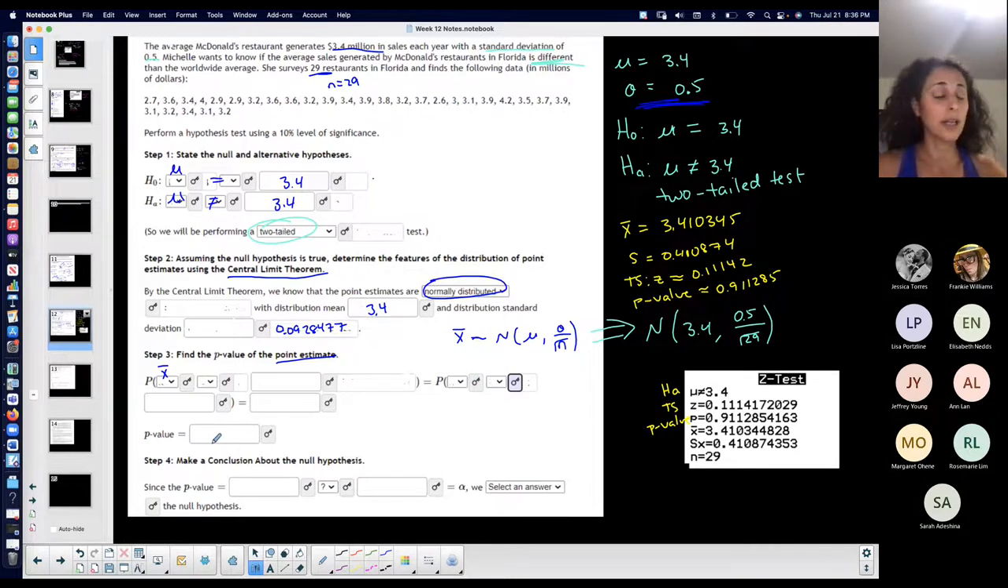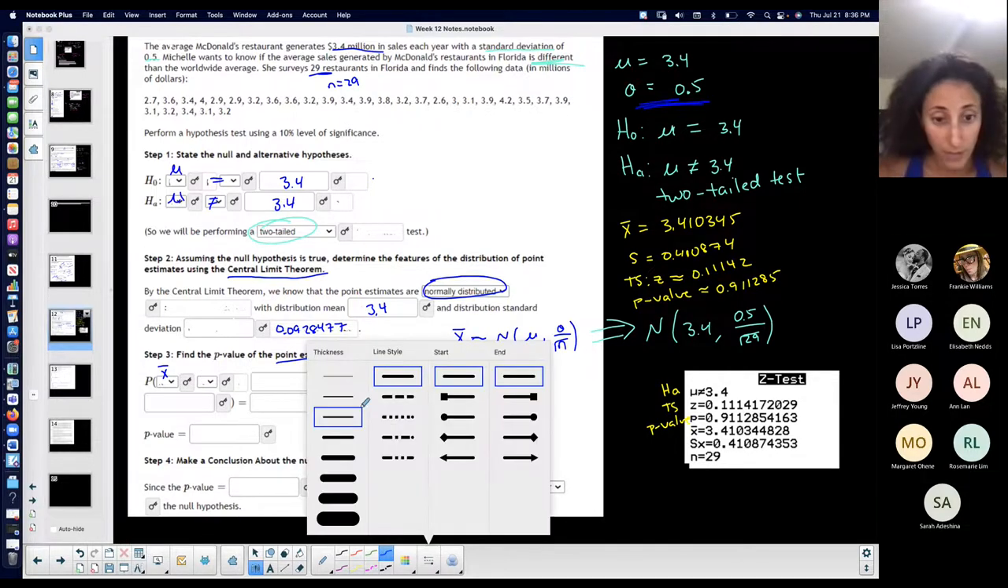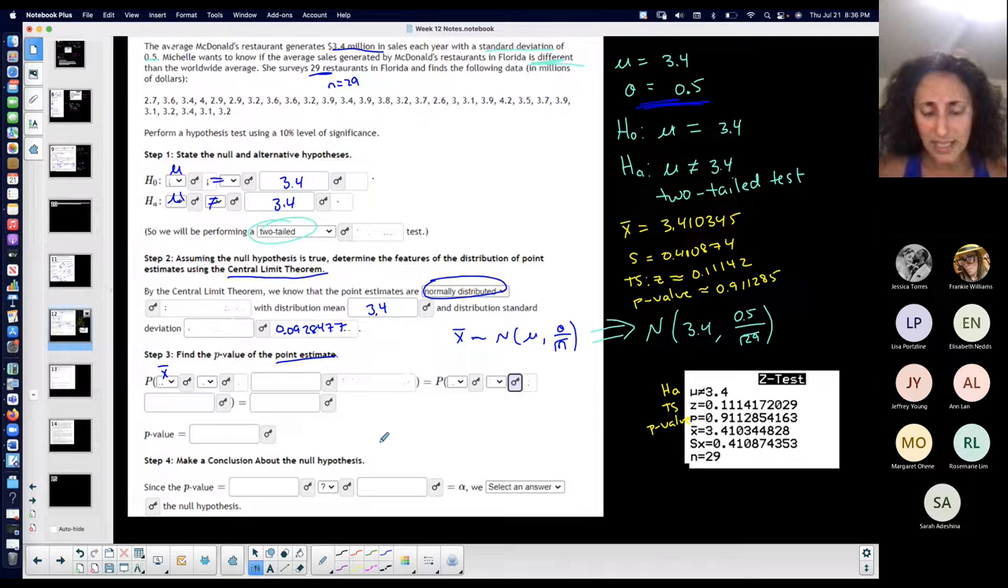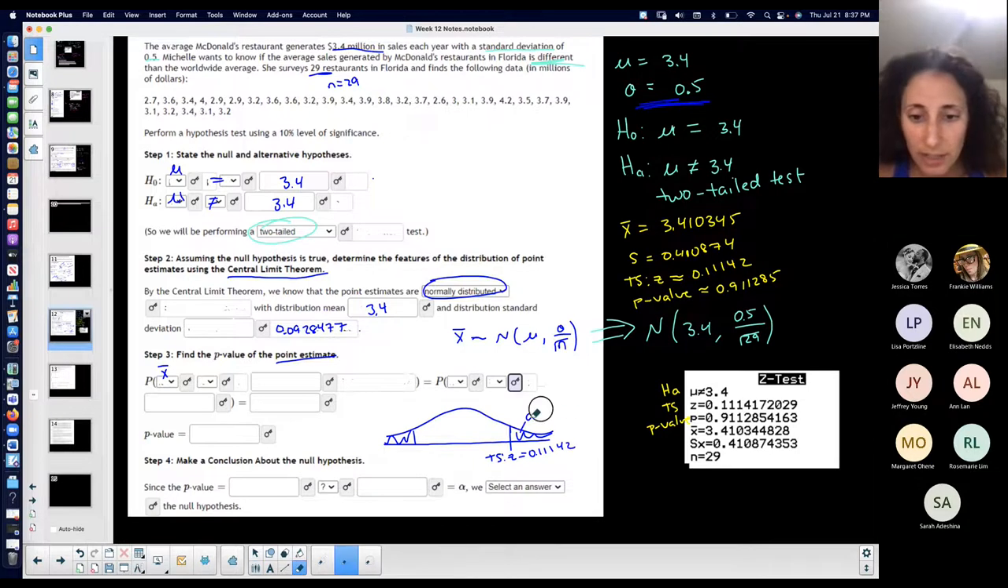So now I have to determine what the drop downs here are. The drop down here is like greater than or equal to or less than or equal to. Now, being that my test statistic is in the right tail, and technically it's a two-tail test, I'll draw this, which means I have two tails, but the test statistic is over here as a positive z-score. So I might find this area here and then double it to find my p-value.